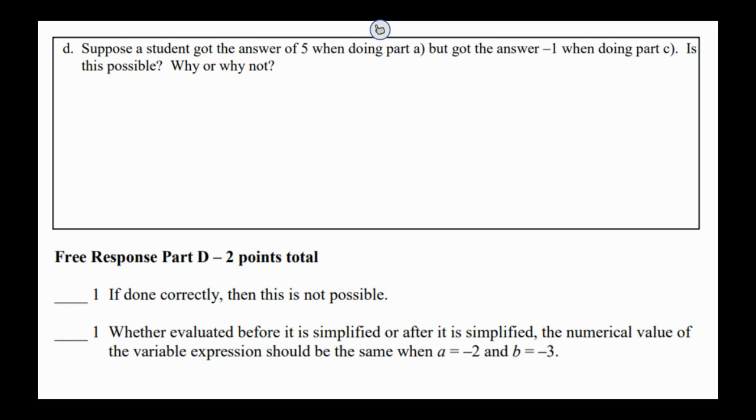You get a point for saying whether evaluated before it is simplified or after it is simplified, the numerical value of the variable expression should be the same. No matter what you do, simplify first or last, you should get the same answer when the variables are plugged in. Okay?